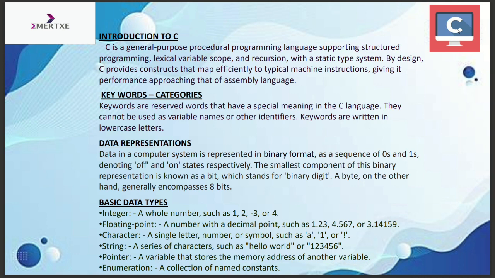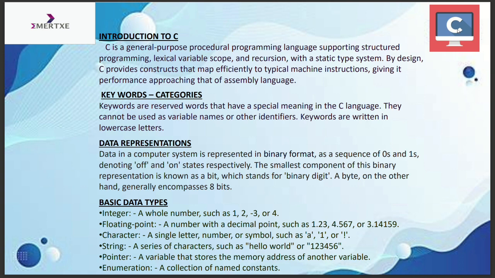Data representation. Data in a computer system is represented in binary format. We all know logical thinking and logical writing is all in the binary format, as a sequence of zeros and ones, denoting off and on states respectively. The smallest component of the binary representation is known as a bit, which stands for binary digit. A byte, on the other hand, generally encompasses 8 bits. A byte is 8 bits.